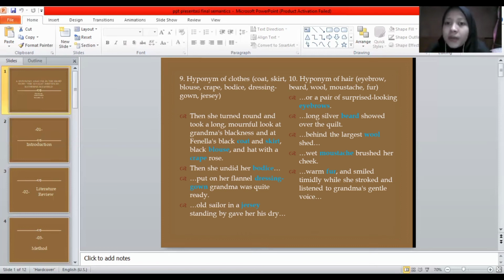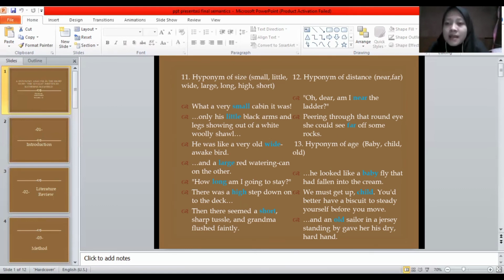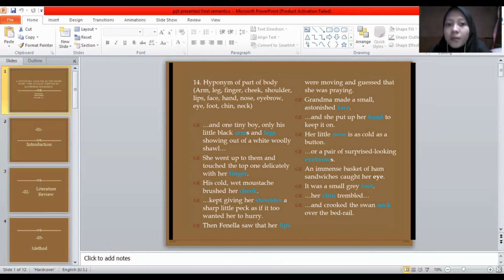And the number 10, hyponymy of hair that I found in the short story, they are eyebrow, beard, wool, mustache, and fur. And then number 11, hyponym of size consists of small, little, wide, large, long, high, and short. And then number 12, hyponym of distance, there are 2, near and far. And then hyponym of age, I found baby, child, and old. And then the last hyponymy is hyponym of part of body. I found arm, leg, finger, cheek, shoulder, lips, face, hand, nose, eyebrow, eye, foot, chin, and neck.